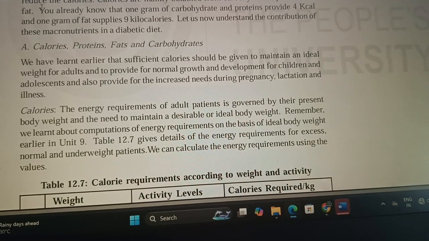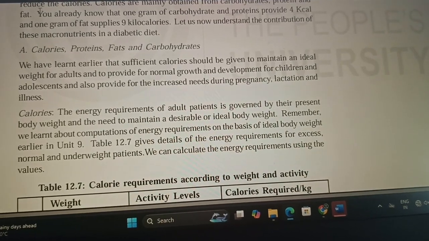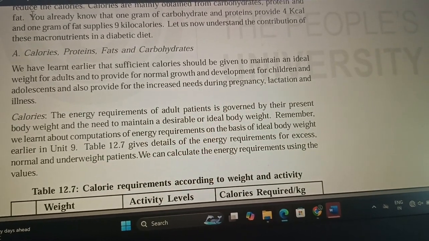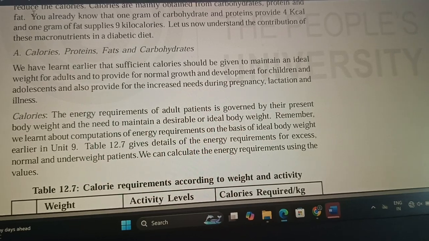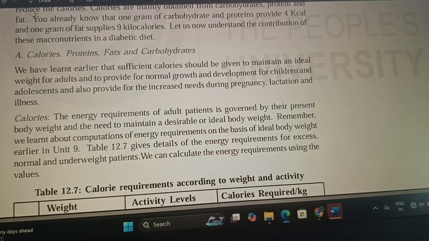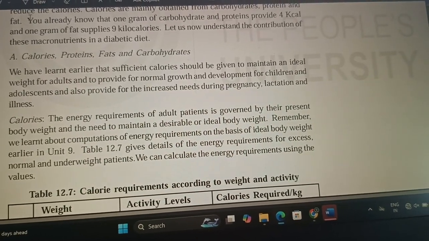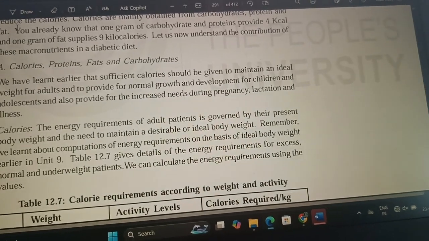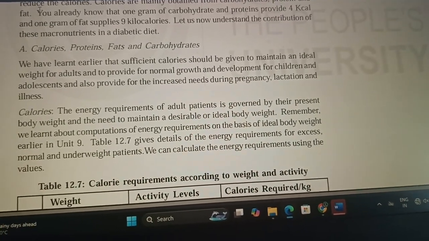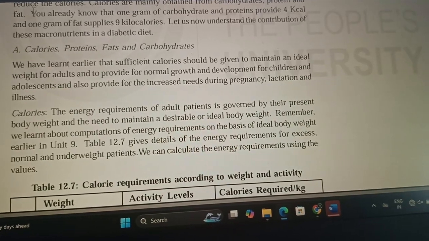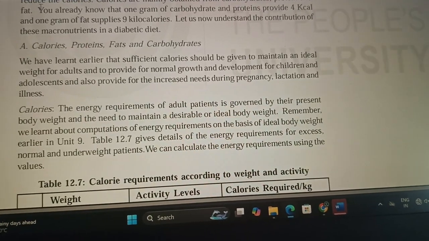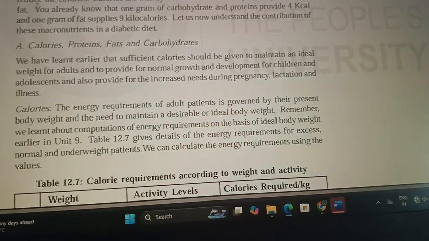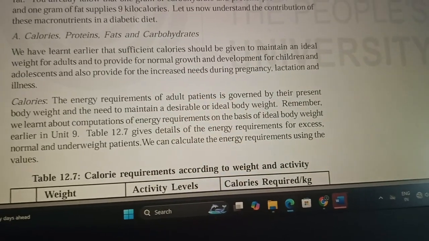Okay, next, we have learned earlier that sufficient calories should be given to maintain an adult's ideal weight. See, ideal weight here means there will be a normal range for every height. If you are a certain height, then there should be a certain weight. Okay, this will be a chart and I'll provide the chart in the next classes.